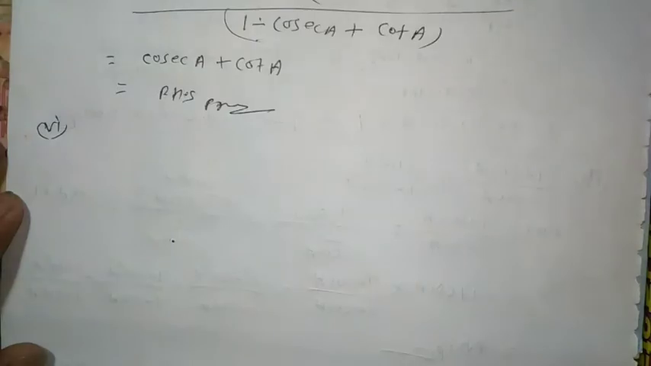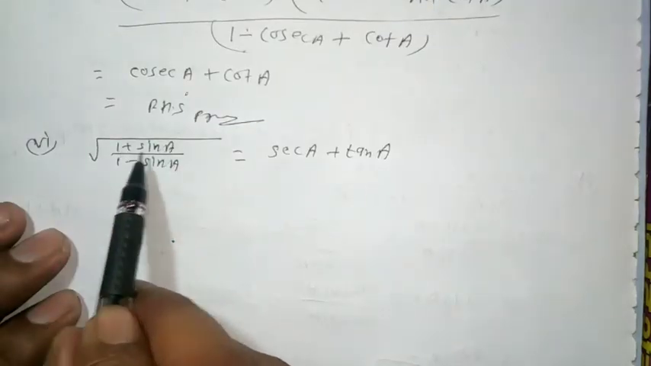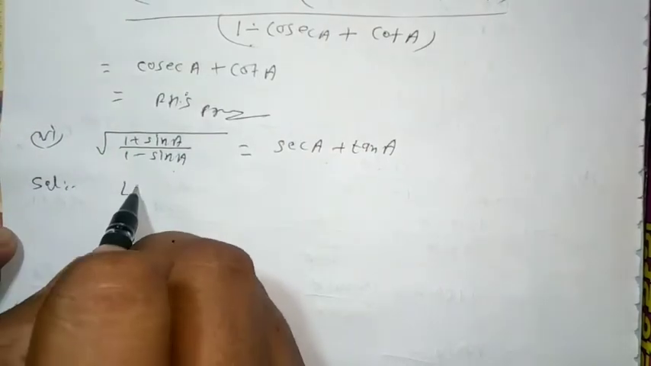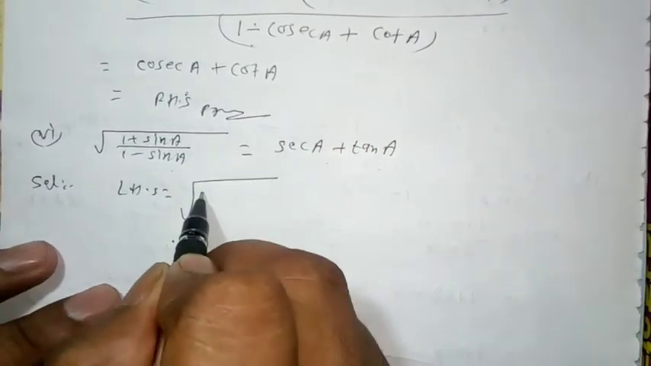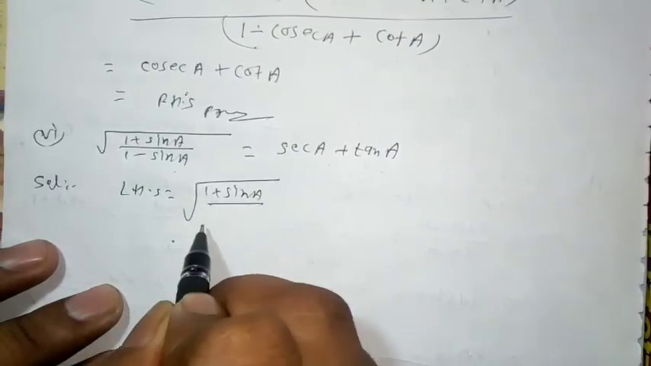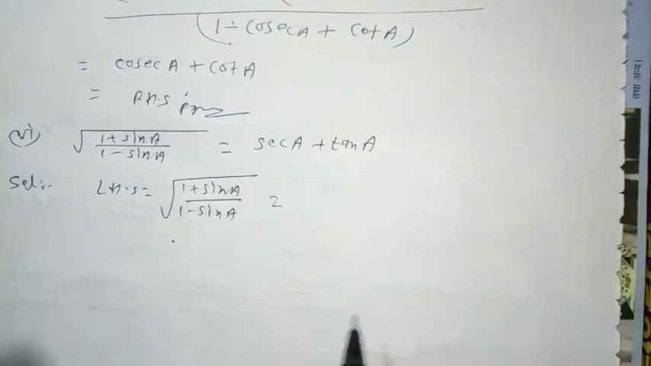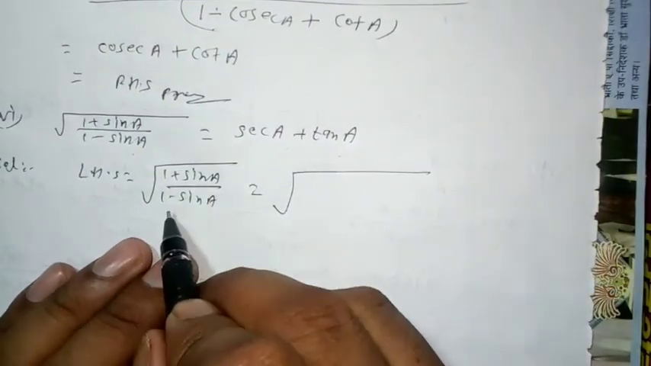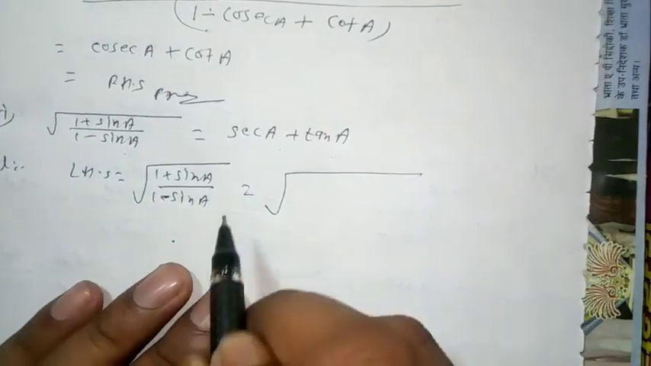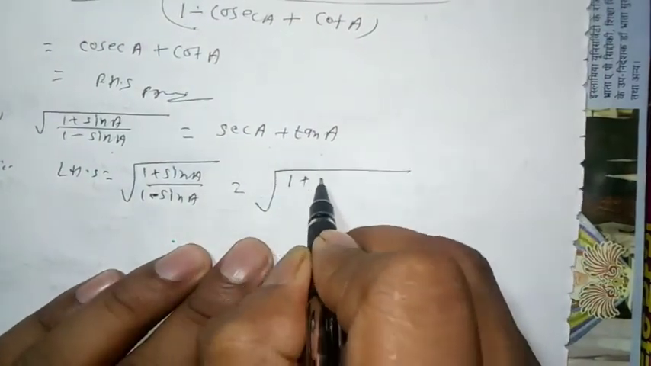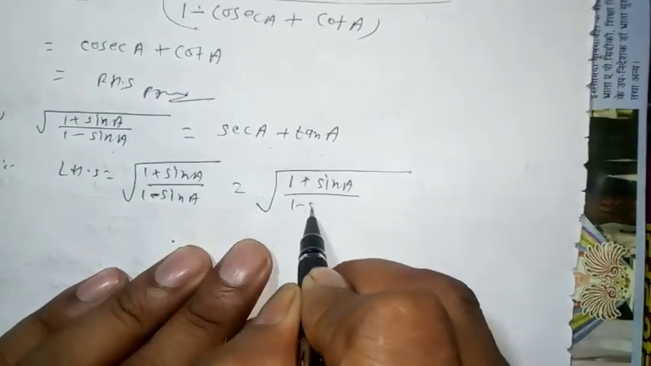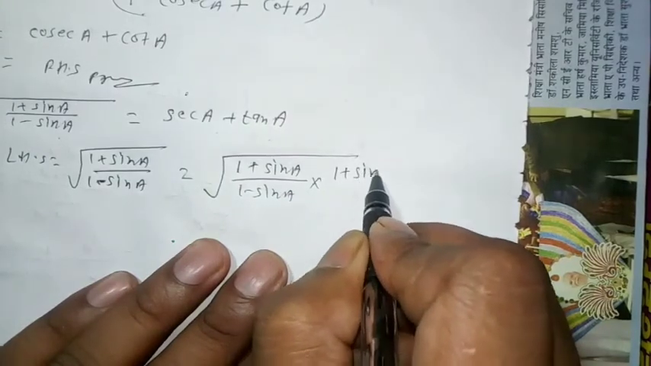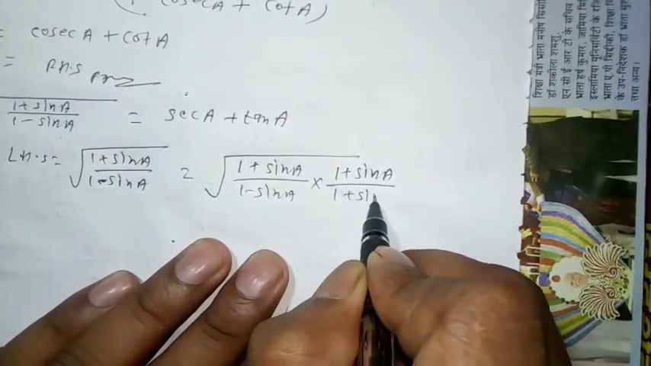The next, number 6: root under 1 plus sin a by 1 minus sin a is equal to sec a plus tan a. Solution, LHS is equal to root under 1 plus sin a by 1 minus sin a. You multiply under root the opposite of 1 minus sin a in numerator and also denominator. 1 plus sin a by 1 minus sin a, multiply opposite, it means 1 plus sin a in numerator and also 1 plus sin a in denominator.